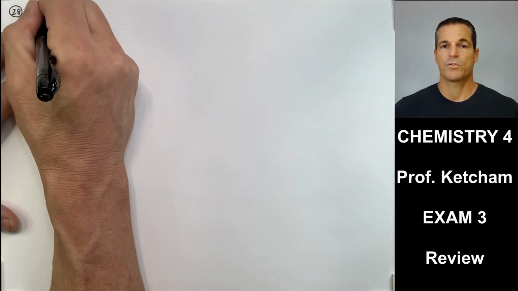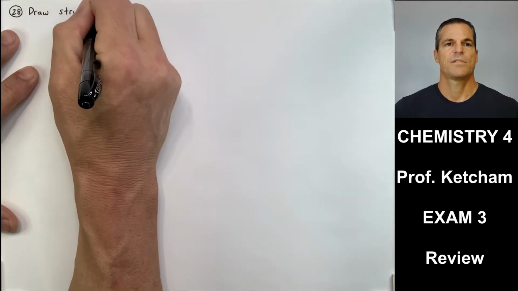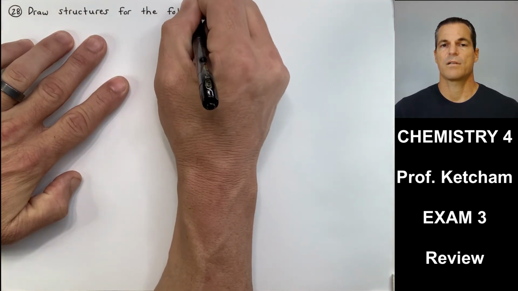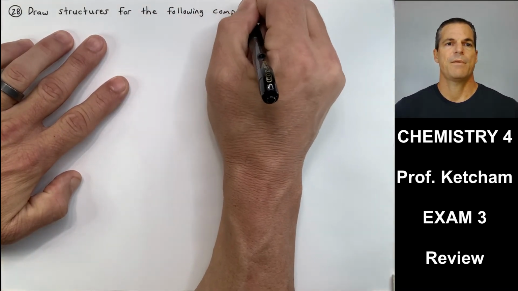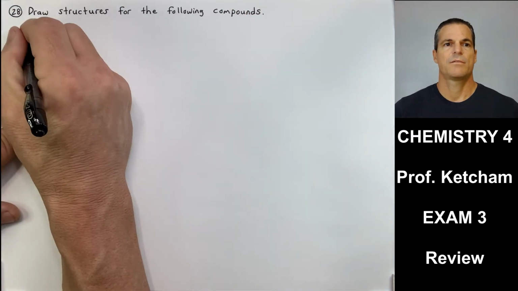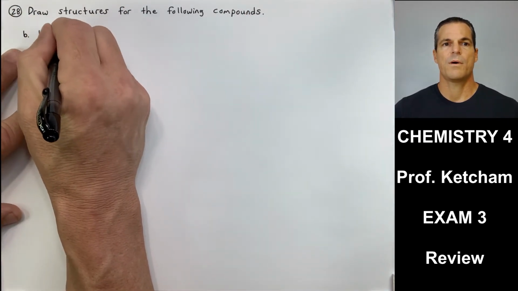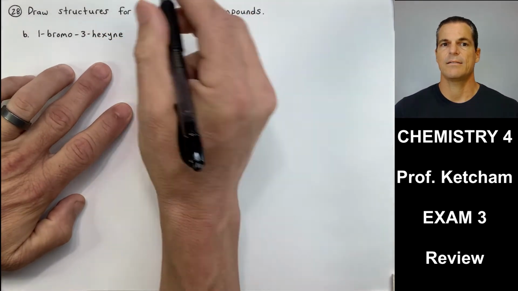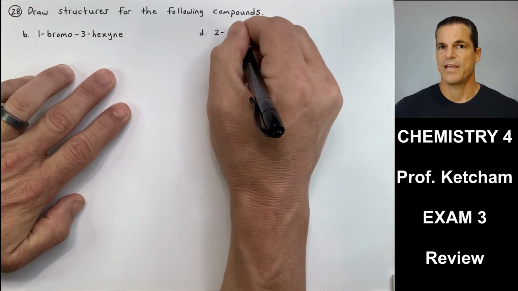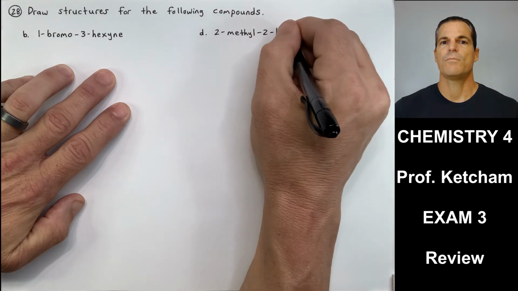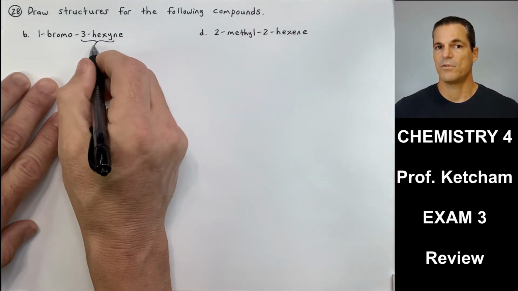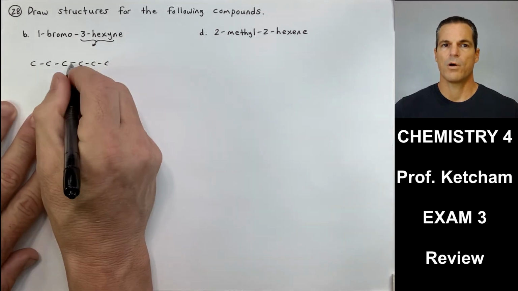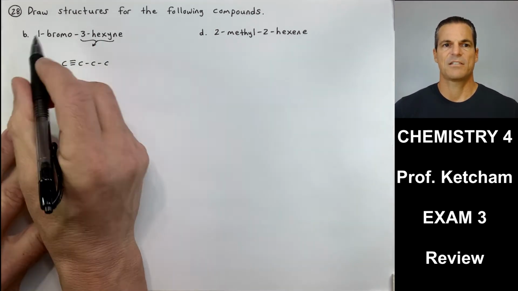Chapter 11, number 28 says, draw structures for the following compounds. That means they're going to give me the name, right? So for 28B, 1-bromo, see where the dashes are all placed? 1-bromo, 3-hexyne. So I would start by drawing the hexyne. And D, 2-methyl 2-hexene, I'd start by drawing the 2-hexene. So 3-hexyne, I've drawn it out. 1-bromo, I'm just dashing in all my H's.